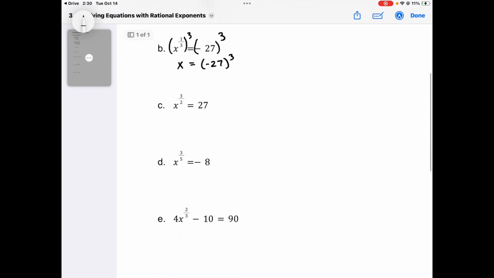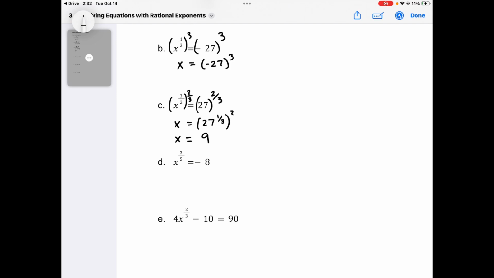As I continue, here I've got x to the 3/2, so I've got a number in the numerator and the denominator. And so I'm going to raise my left-hand side to the inverse of the exponent that I have, and I'm going to do the same to the right-hand side. So on the left, I now have x to the exponent 1. On the right-hand side, I now have the cube root of 27, all squared. The cube root of 27 is 3, and 3 squared is 9.